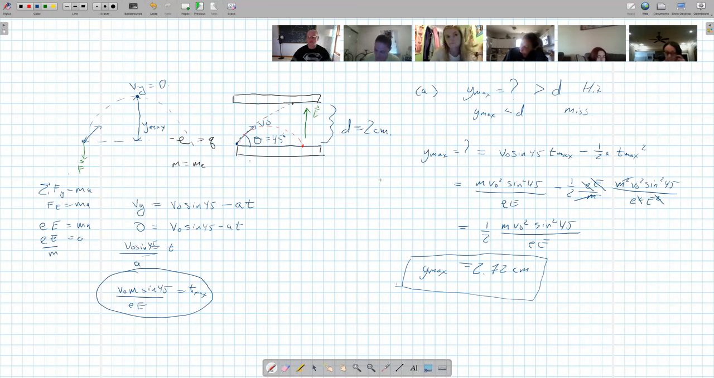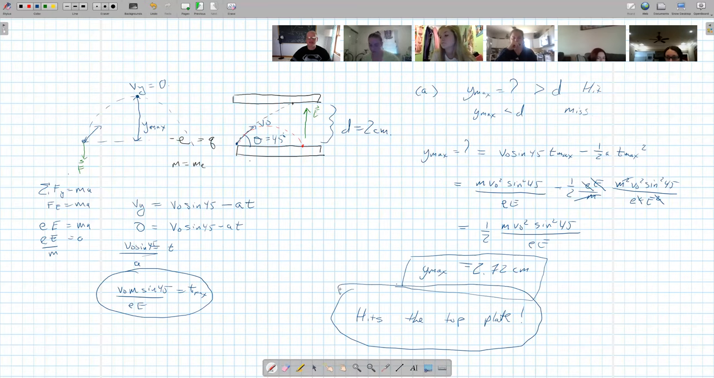Now, again, what we said was that if the max height is greater than the separation distance between the two, it's going to hit. And if the max height is less than the separation distance, it's going to miss. So is the max height greater than the separation distance? Yes. So 2.72 centimeters is greater than what? 2 centimeters. So in this case, we know it hits the top plate. So good. So the answer to part A is it hits the top plate. Is that okay?